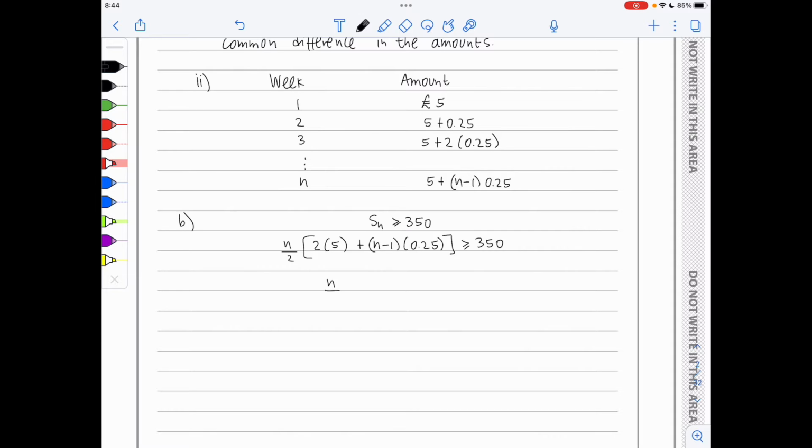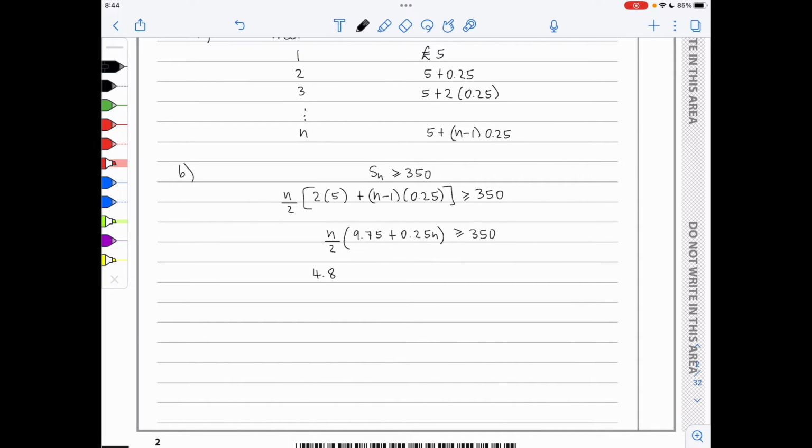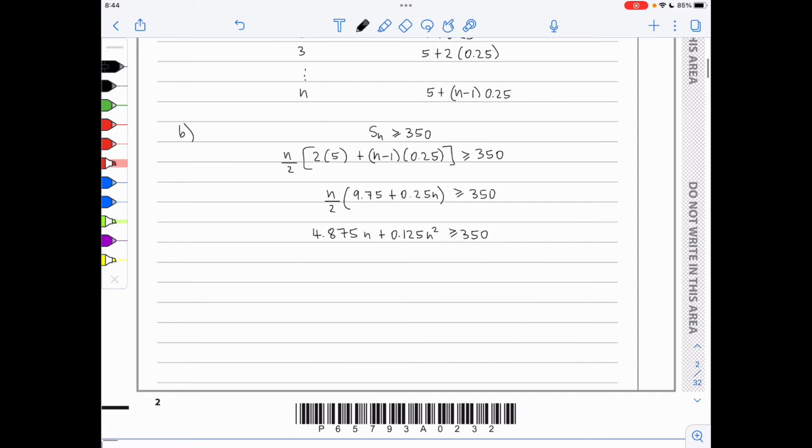Now, if we expand and simplify within the brackets, we get n over 2 times (9.75 plus 0.25n) greater than or equal to 350. So I will expand. I get 4.875n plus 0.125n squared greater than or equal to 350, and I will collect everything on one side: 0.125n squared plus 4.875n minus 350 greater than or equal to 0.